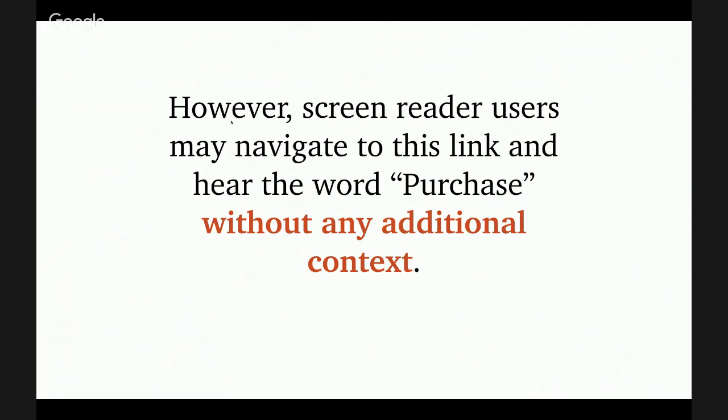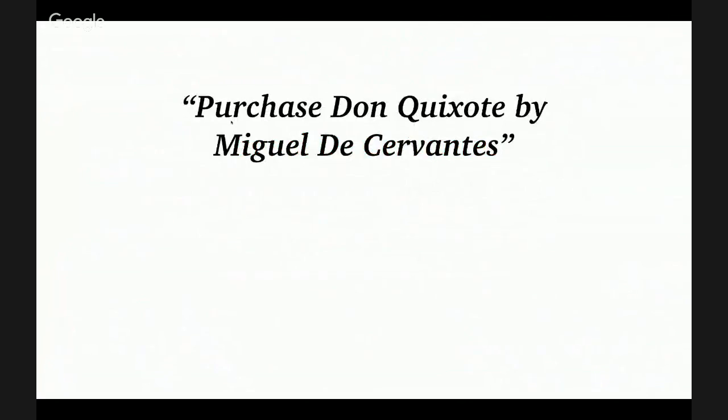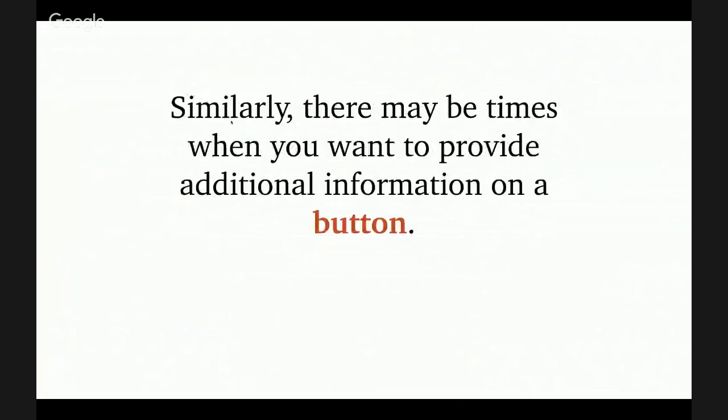Now it could be because the page is poorly designed and there's just no context around it, or it could be just because they're tabbing through and jumping on links. But you may want to provide, in certain circumstances, a little bit of additional context. And for those people, we could provide something so that it is announced with, purchase, the book name, and then the author or something like that. And again, it doesn't have to be used in all cases, but if you feel that it would add some context for these users, it can be used.